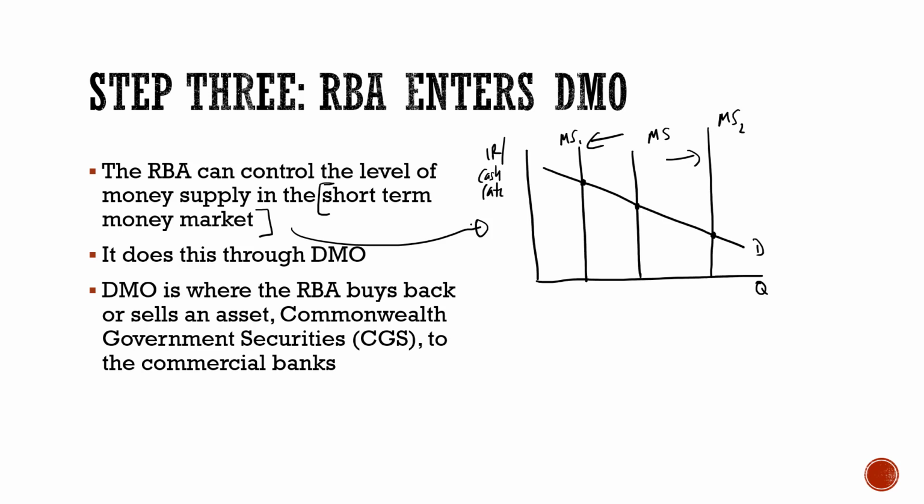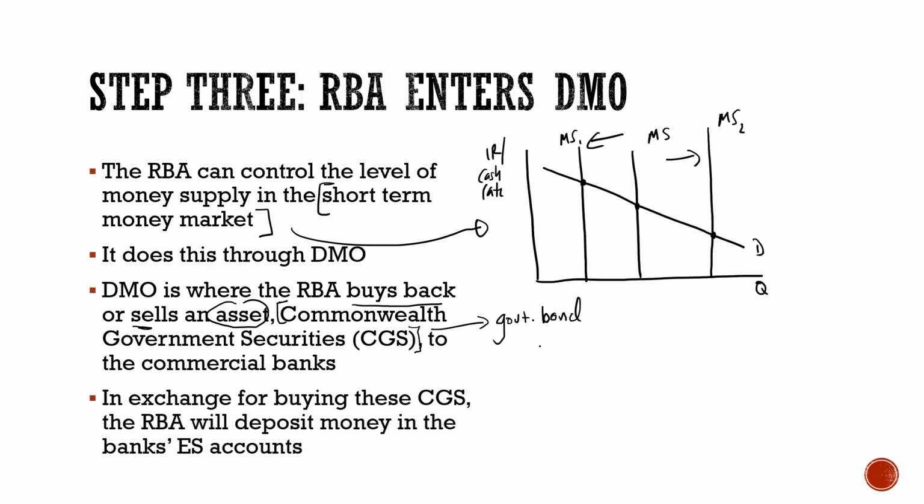Now, DMO is this process where the RBA either buys back or sells an asset. And this asset is known as a Commonwealth government security, which is a government bond. And it buys back the asset or it sells the asset from or to the commercial banks. And then in exchange for buying or selling these Commonwealth government securities, the RBA will change the balances in the banks' ES accounts. Let's have a look at how this works.